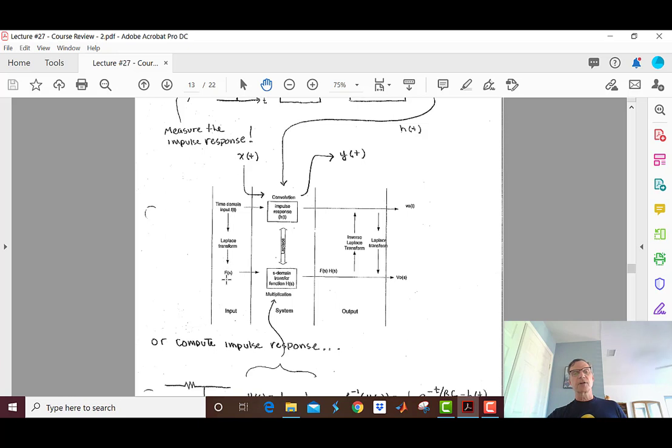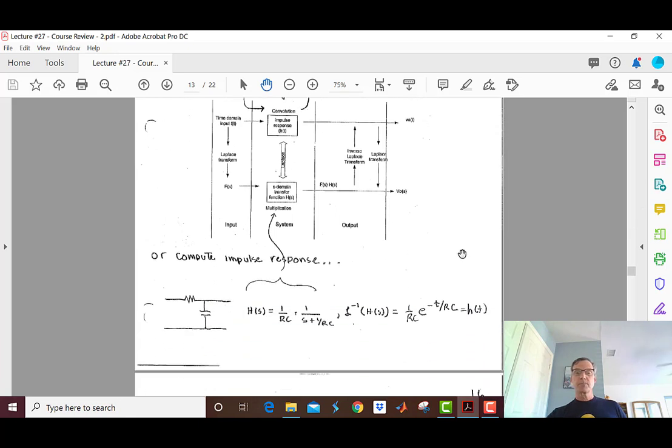Take its Laplace transform. The Laplace transform of the impulse is just 1. Multiply it by the S-domain transfer function. That's just the S-domain transfer function. So do an inverse Laplace of your S-domain transfer function, and you got your impulse response.